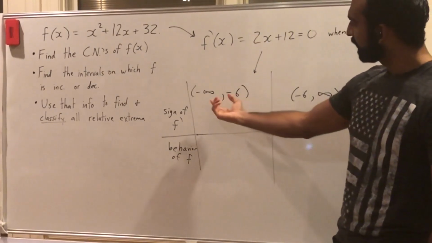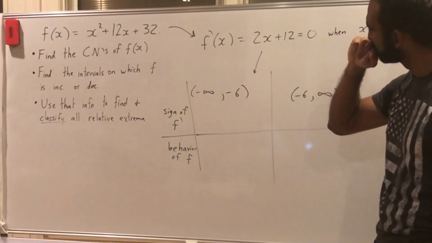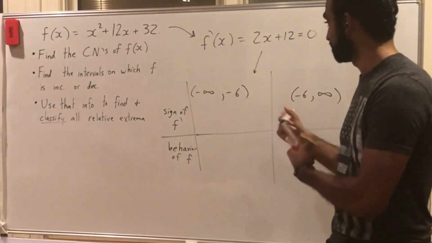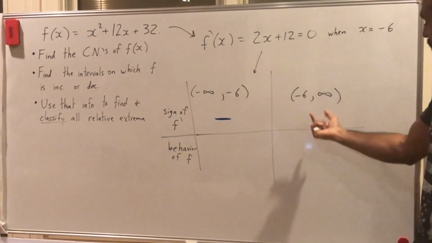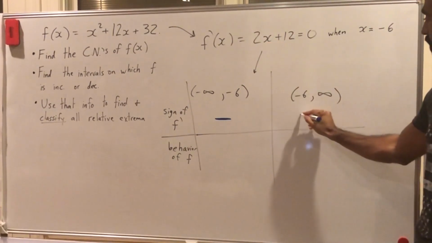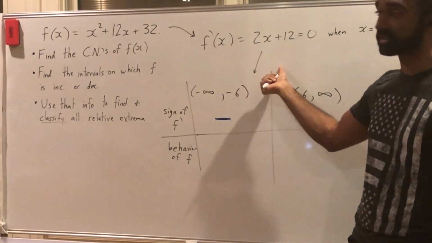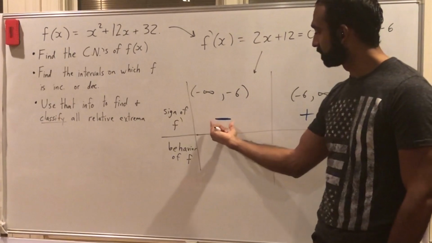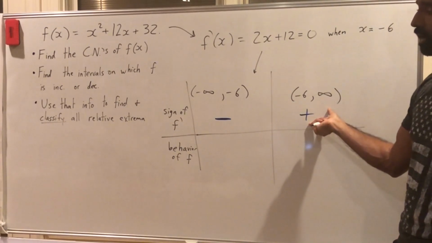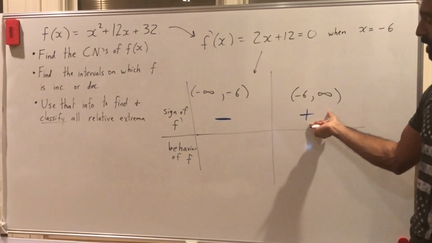Take any old number you want from here, throw it in f prime, and answer me, do you get a negative or a positive value? You'll get a negative value. Like negative 100, stick that in there. It's going to be some negative number. Likewise, if you take a number from in here, let's say something really, really positive, throw it in for x, and you get a positive number. In other words, the slope is 0 at negative 6. To the left of negative 6, the slope is negative. To the right of negative 6, the slope is positive. And that's a hallmark for what kind of extrema? Relative minimum.